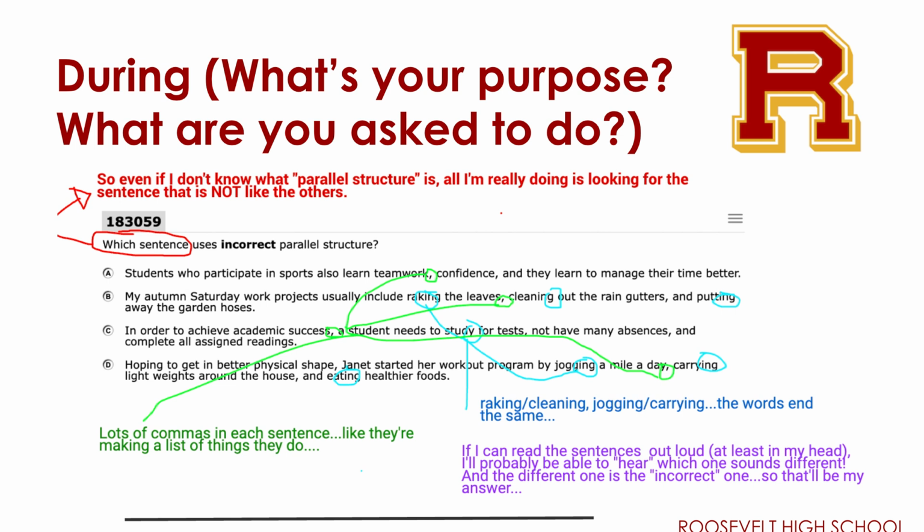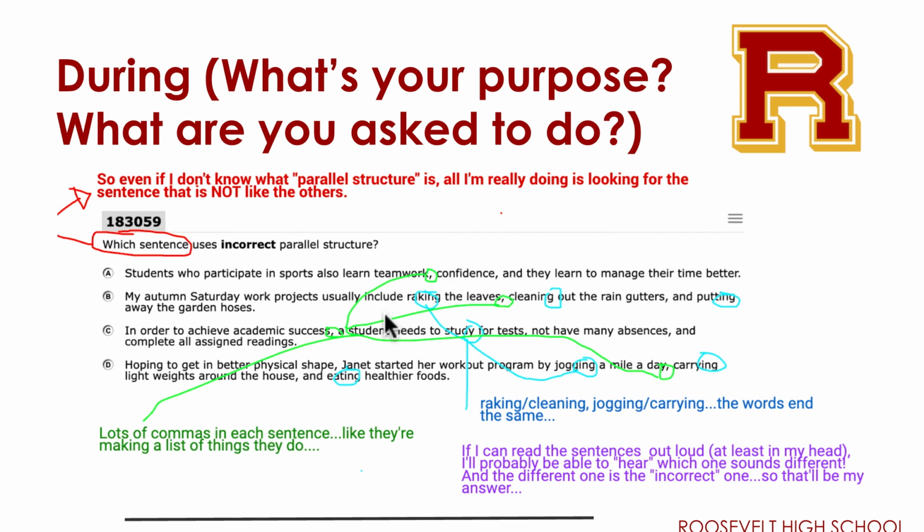So during, the question: which sentence uses incorrect parallel structure? Well, even if I don't know what parallel structure is, I can think about what parallel means, like in math or parallel parking. Anyway, all I'm really doing is looking for the sentence that's not like the others.